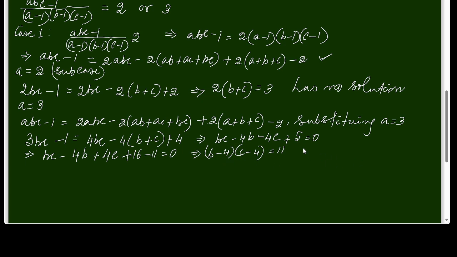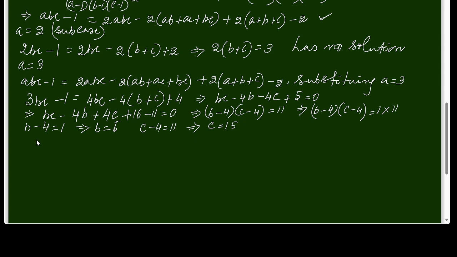Getting back factors, I'll get (b-4)(c-4) equals 11. So here b is lesser, so 11 can be written as (b-4)(c-4) equals 1 into 11. So b-4 equals 1 because b is the smaller value, b equals 5, and c-4 equals 11, so c has value 15. So one solution we got: a equals 3, b equals 5 and c equals 15.